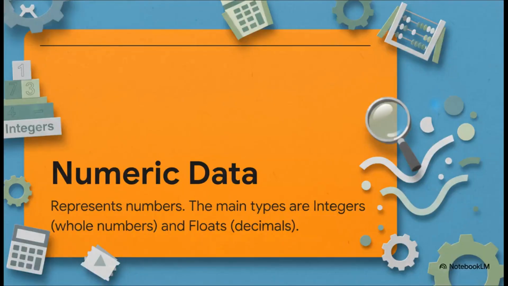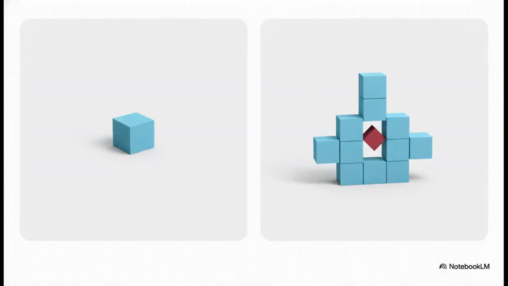Next tool in our kit, the number crunchers. These are our numeric data types. But here's the thing. Not all numbers are created equal in the eyes of a computer. It makes a really important distinction between whole numbers and numbers that have decimal points. So what's the big deal? Well, it's all about how the computer stores them.